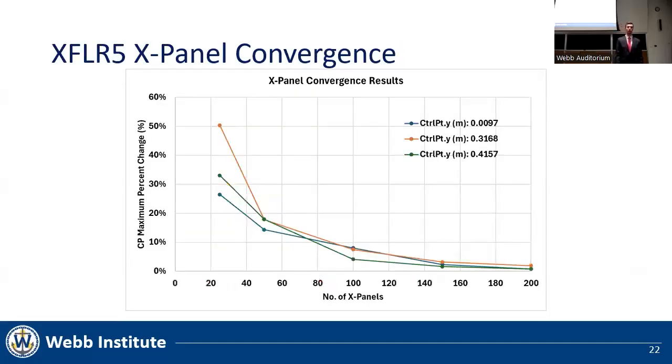A convergence study was also conducted for the XFLR5 model to determine the number of X and Y panels required for accurate results. To find the required number of X panels, the coefficient of pressure was compared at various points along the foil. Between 100 and 150 X panels, the percent difference of the coefficient of pressure dropped below 5%, which was sufficient for convergence. Assuming the difference between 100 and 150 panels was insignificant, 100 X panels was used for the XFLR5 simulations.